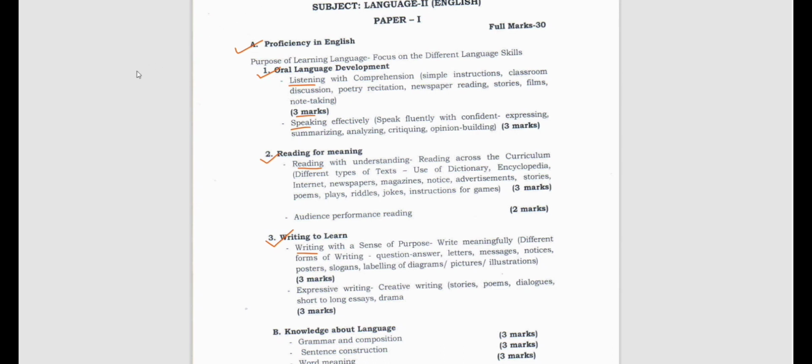What are the different types of creative writing? Let us see. Creative writing: stories, poems, dialogues, short to long essays, and dramas are all creative writing. Now you see different types of stories, right? Who is writing these stories? Different authors are writing the stories. Then different poets are writing the poems, right?